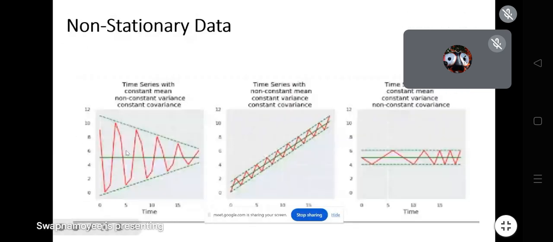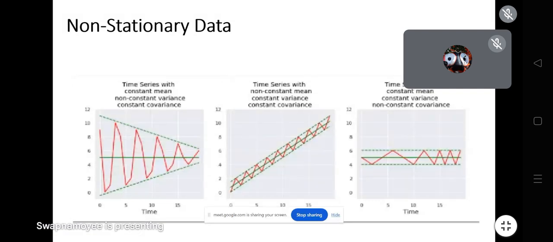These are some examples of non-stationary data. In the first case, you see very high variance; the variance is not constant. In the last one, the covariance is not constant, because the distance between the peaks from one to the other is different. In the third, the middle one, the variance and covariance are constant, but what you see is a trend. These are all examples of non-stationary data.